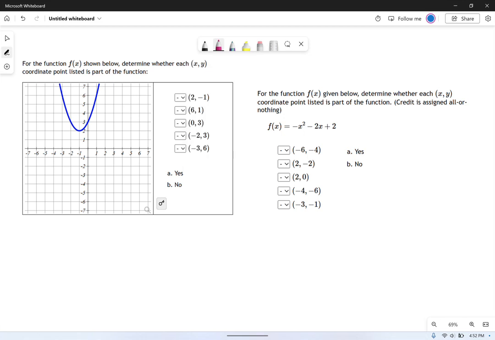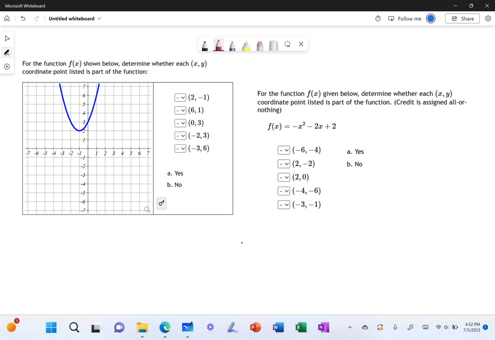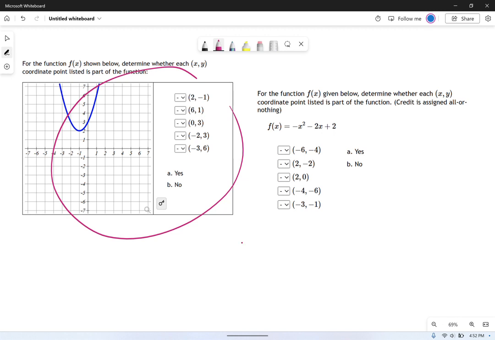Let's talk about how coordinate points are related to functions again. An easy way to think about it is just looking at the function on a graph. That's one of the advantages of graphs. It might be a little more difficult to think about it in terms of an equation if you're not used to that, but we'll go through that too. So first, on the left over here, let's talk about this guy.